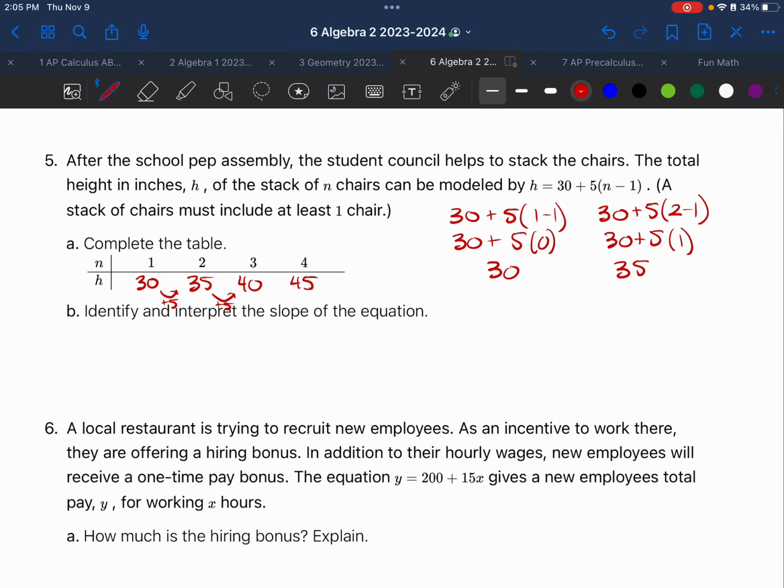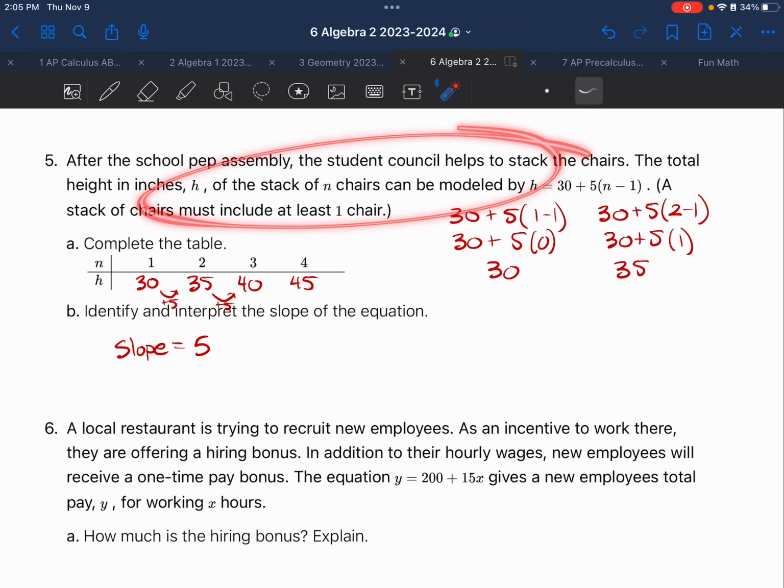In part B, we need to identify the slope of the equation. Well, the slope here is equal to this number being multiplied by the variable. The slope in this case is 5. It is also known as the common difference. We need to interpret that equation. So in context, whenever you see the word interpret, that means use the situation you're talking about and say, what does this thing mean? What does 5 mean? Well, 5 is how many more chairs you have whenever, so let's see, n is the number of chairs. Oh, sorry, n is the stack of n chairs, right? And then h is the height in inches.